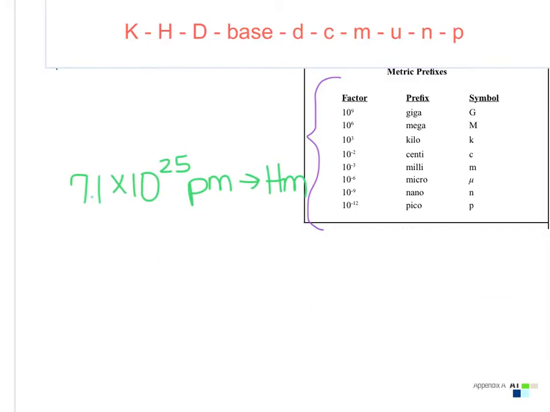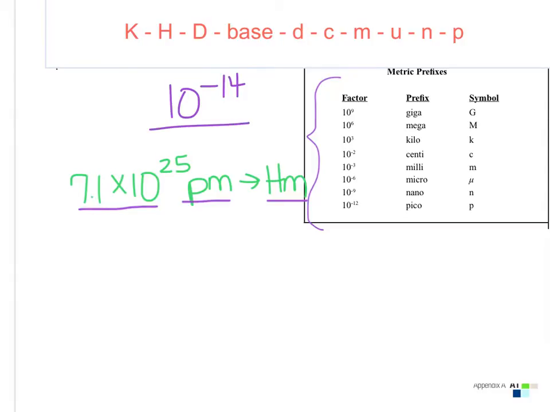All right, so here's the second problem. We have 7.1 times 10 to the 25th picometers, and we're going to hectometers. So we go to the top, and we find pico right here, and we find hecto here. We're going to count our jumps. So it's going to be 3, 6, 9, 10, 11, 12, 13, 14. So we're going to be moving our decimal place 10 to the negative 14th, 14 spaces to the left.